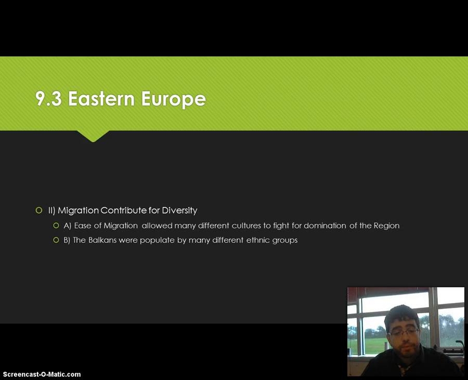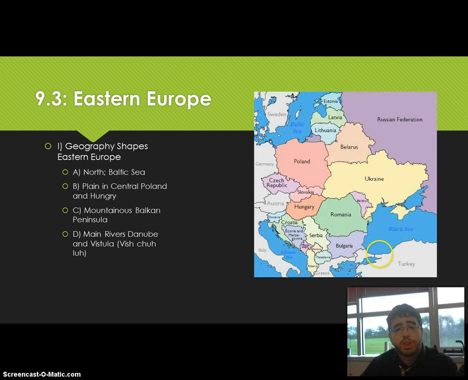So, when we talk about Eastern Europe, we need to know that migration contributes to its diversity. Because of all of its geographic region, they had a whole bunch of different cultures that were fighting for domination of the region. And the Balkans would be populated by many different ethnic groups. So let's go back to the geography real quick.